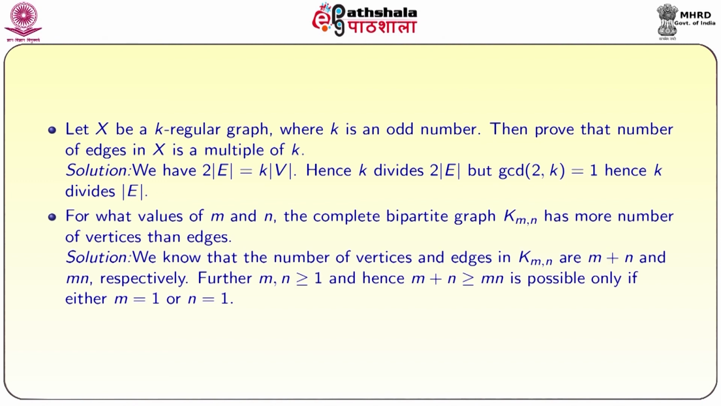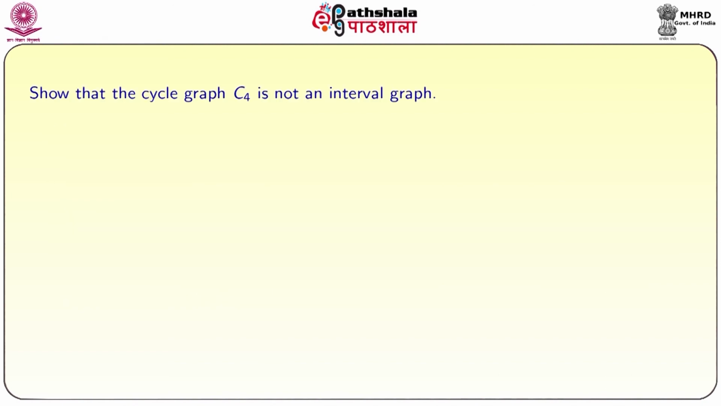Next question is, for what values of m and n does the complete bipartite graph Kmn have more vertices than edges? We know that the number of vertices and edges in Kmn are m plus n and mn respectively. Further, m, n are greater than or equal to 1, hence m plus n greater than or equal to mn is possible only if either m or n equals 1.